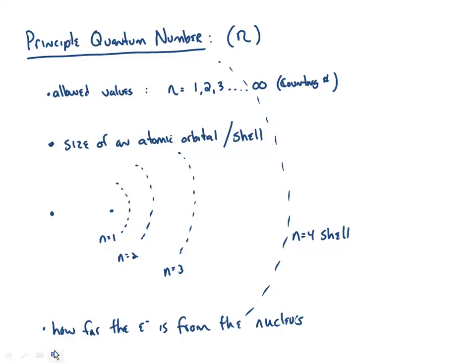The next one gets a little weird. It's called the angular momentum quantum number. The second one. Yep.